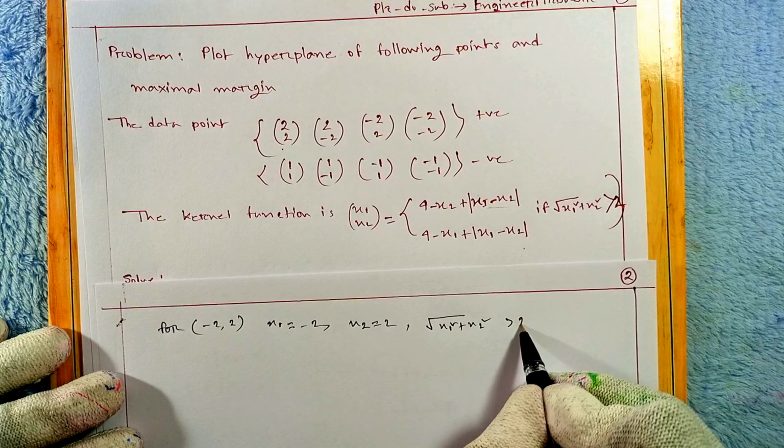So the new point will be (10, 6). So we have already found it for this data point. Now we have to find it for this point.